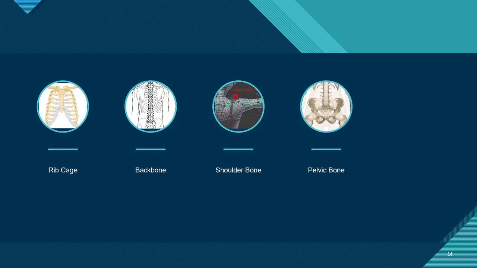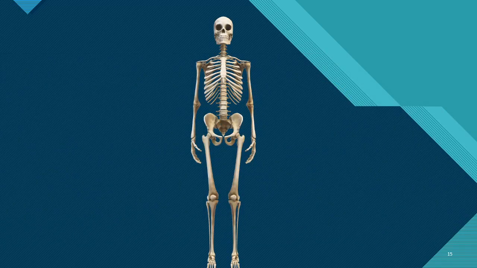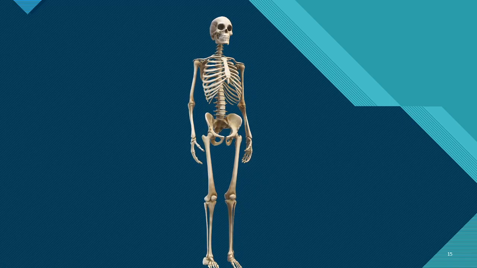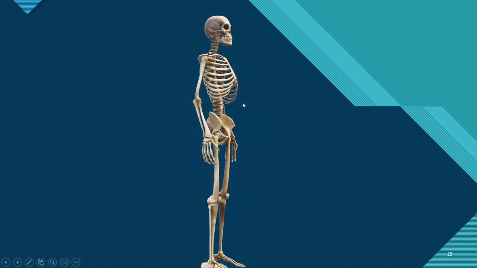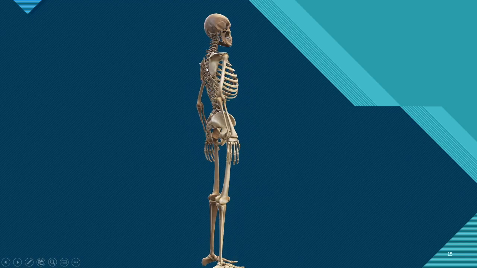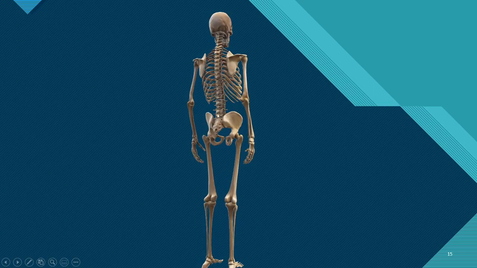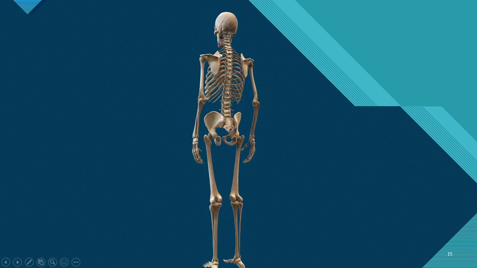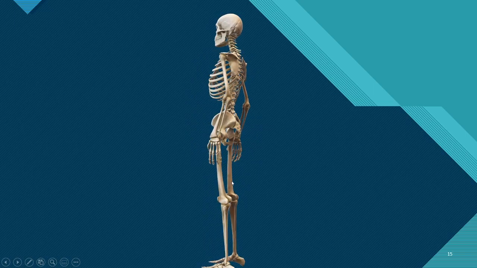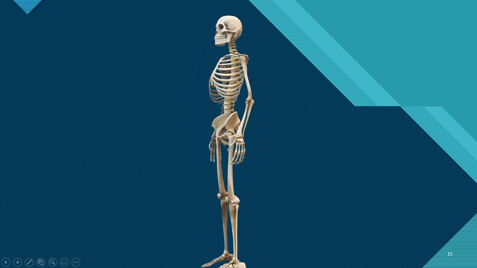Okay, so far we have seen rib cage, backbone, shoulder bone, pelvic bone. In the skeleton you can see, here this is the rib cage, this is our pelvic bone, this is our shoulder bone. On the back side we can see the backbone, which has 33 vertebrae. This is the shoulder bone. Here you can see the hinge joint.